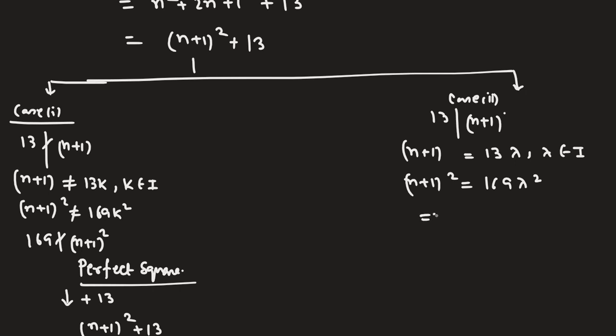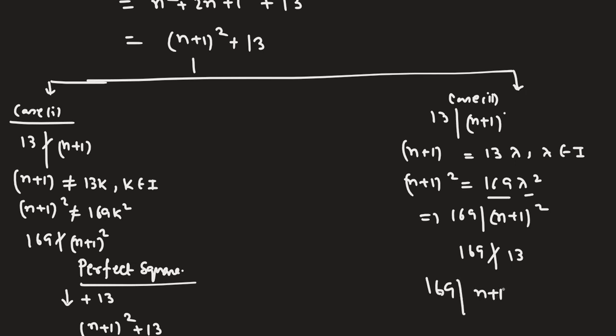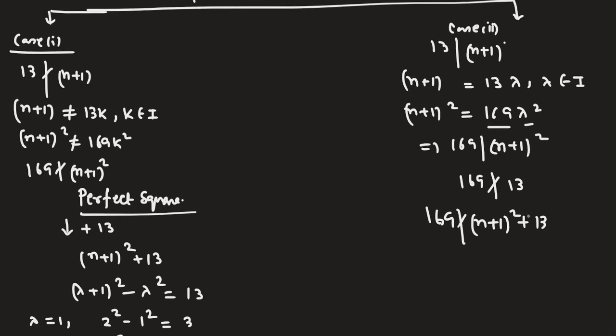So this is the product of two integers, so we can say that 169 divides n plus 1 whole square. So if 169 divides n plus 1 whole square and you are going to add something to it, that number is not divisible by 169. Again, 169 cannot divide this number 13. So if you add 13 to n plus 1 whole square, it is not divisible by 169. The reason is that minimum you have to add a multiple of 169, like 2 into 169, so that this number will also be divisible by 169, then the total number will be divisible.